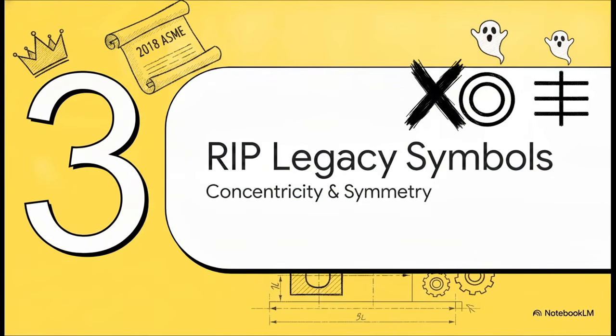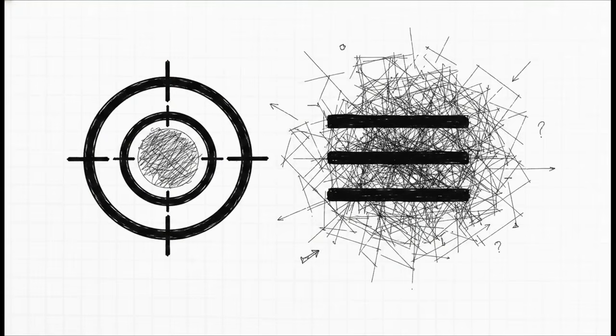RIP concentricity and symmetry. All right, we need to pivot to some highly controversial news, especially for the veteran draftsmen and engineers tuning in. While position tolerance has been solidifying its status as the absolute king of location controls, the 2018 ASME standard update brought a sudden, ruthless death to two legacy location symbols. Let's look back at them. Concentricity, which is those two target circles, and symmetry, which looks kind of like a three-line hamburger.